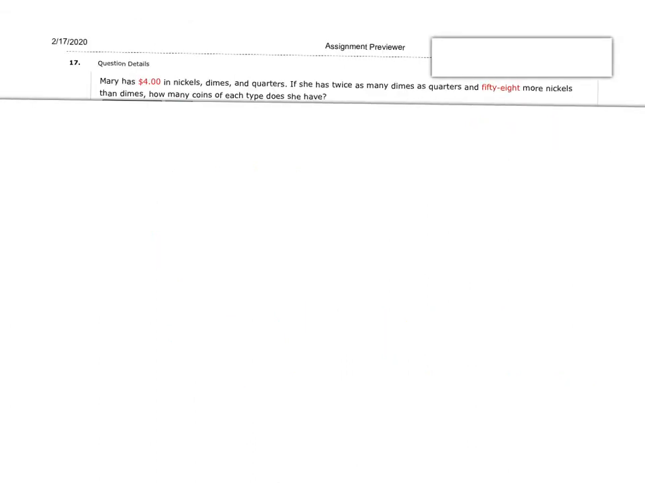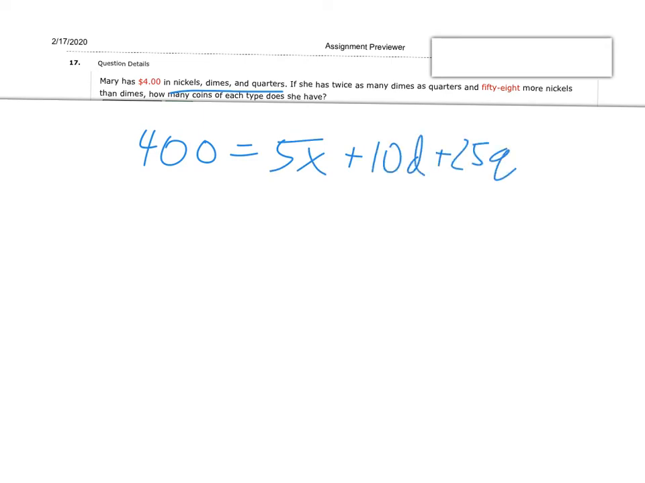All right, next up here, I got a money equation, so I'm going to do my nickels, dimes, and quarters. So I got 400 equals 5x plus 10d plus 25q, and I made that all in terms of cents, so I could have whole numbers there. It says twice as many dimes as quarters. So I'm going to compare the dimes and the quarters, but there's twice as many dimes, which means I need to multiply the quarters by 2 to get to the dimes. And then it says 58 more nickels than dimes. If I compare the dimes and the nickels, I have more nickels, so I have to add 58 to the dimes to get to the nickels.